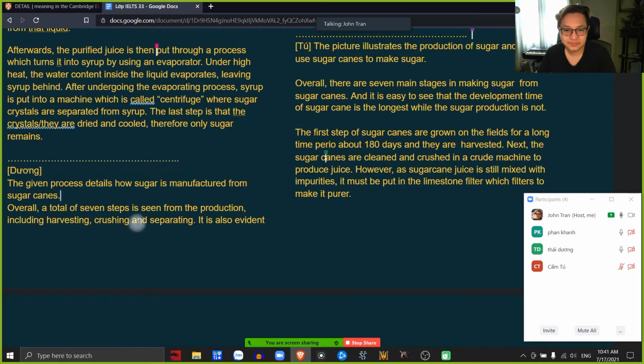Okay, so I agree with this one. Okay. How about growing? Harvesting is different from growing, you know? Oh, okay. Just say growing. Trồng trọt thì đương nhiên khác với thu hoạch rồi. Growing, harvesting, crushing and separating.